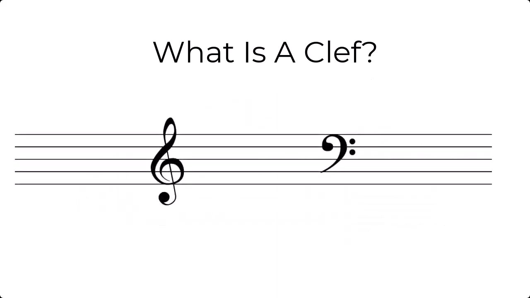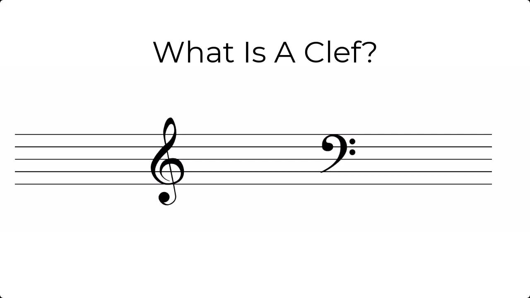A clef is a symbol that sits at the beginning of every staff of music. A staff contains 5 lines and 4 spaces. How do you know where the note A or the note C is? The missing element is the clef, which defines what notes go where and functions a lot like a map.